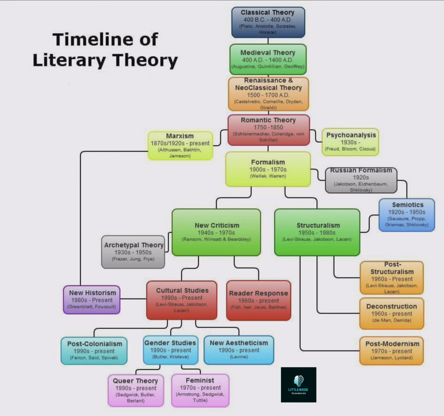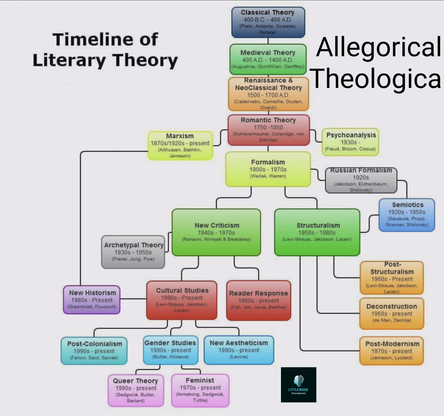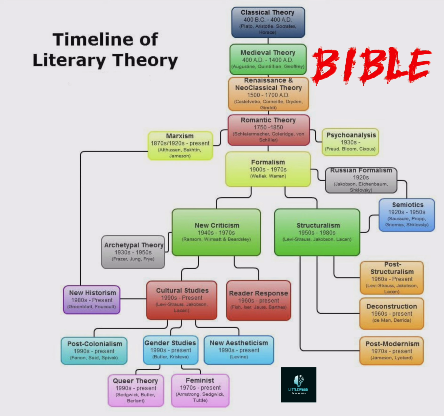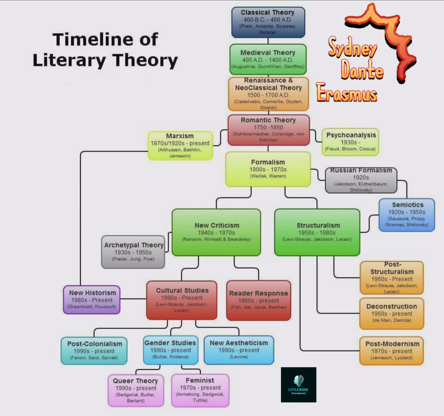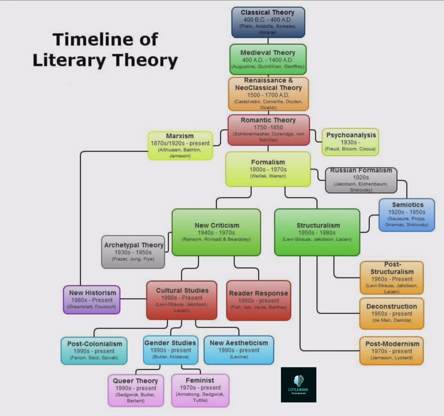Medieval criticism focused on allegorical and theological reading of texts, especially like the Bible. So the next one is Renaissance humanism. Here we have the major key figures: Sidney, Dante, Erasmus. These are really important. I'm just telling you the important theories, important criticism, and the key figures. So you can kindly make a note on that.